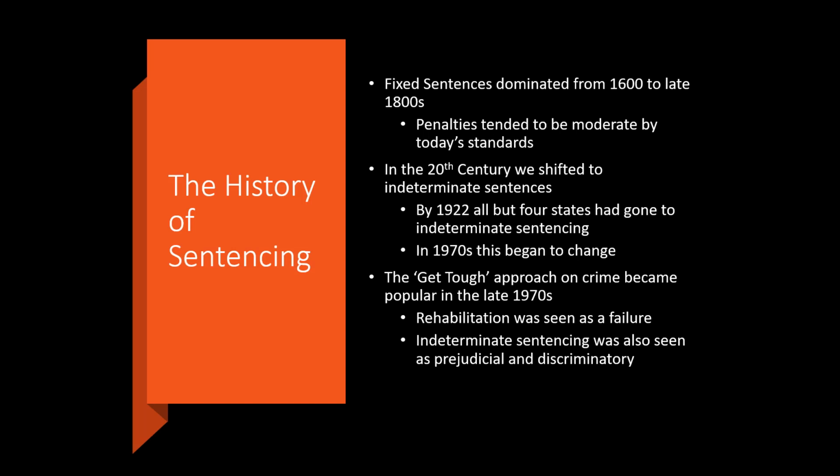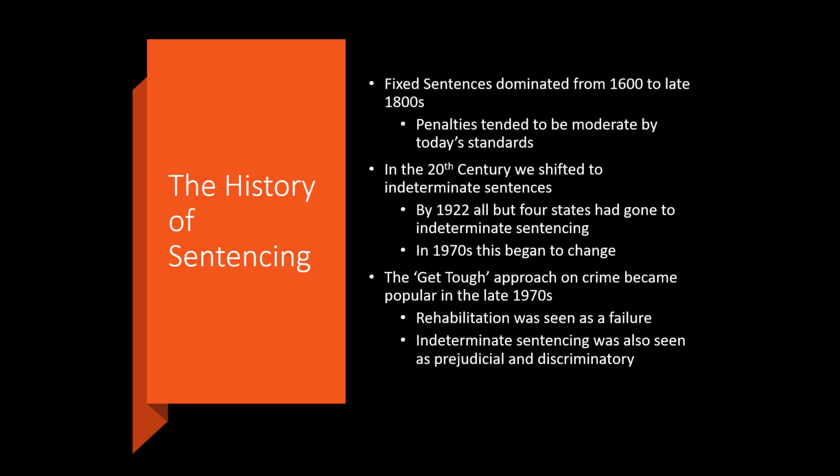Fixed sentences dominated the law pretty much from the birth of the modern law, and I would say the modern law comes into existence at the end of the Middle Ages, beginning of the Renaissance, say the 1600s, to roughly the late 1800s, to roughly 1899. Penalties did tend to be more moderate than we think in some ways. Now, certain crimes, of course, were punishable by death that we'd never punish today, but even capital offenses, in a lot of instances, didn't carry the death penalty.